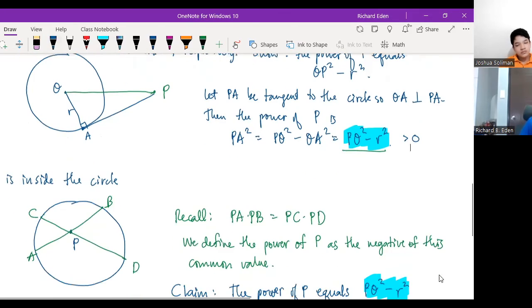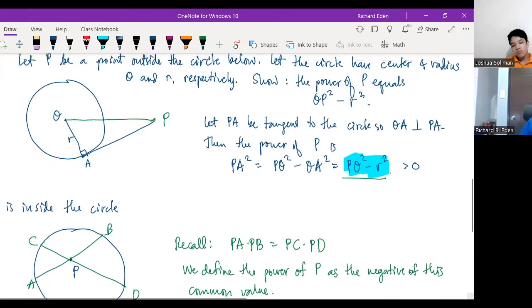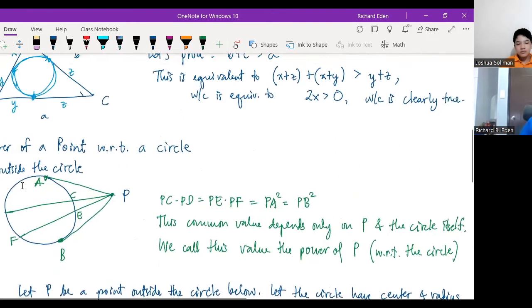But on the other hand, if P is inside the circle, PO would be smaller than the radius. That means PO squared minus R squared is going to be negative. So ultimately, we can define the power of a point as simply PO squared minus R squared. And fortunately, it's possible to relate this difference to the values of the products that we discussed last time.